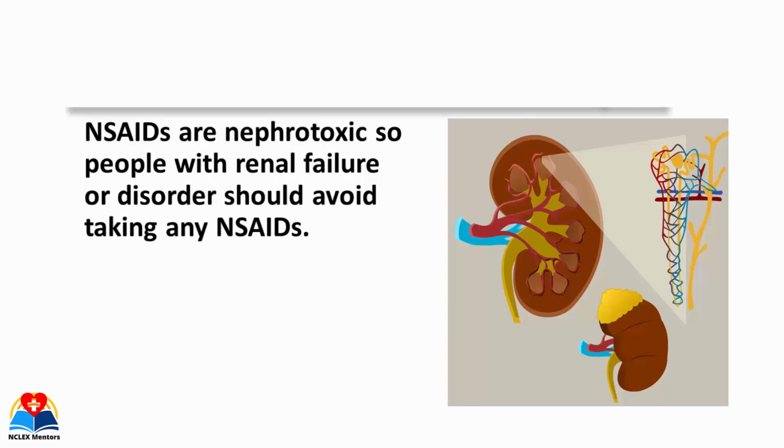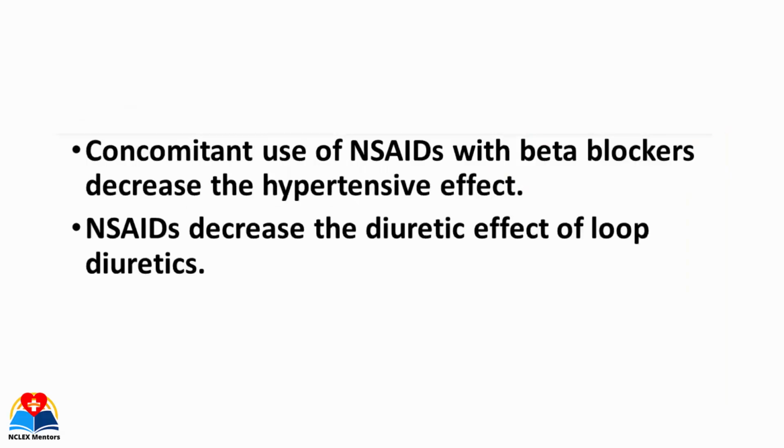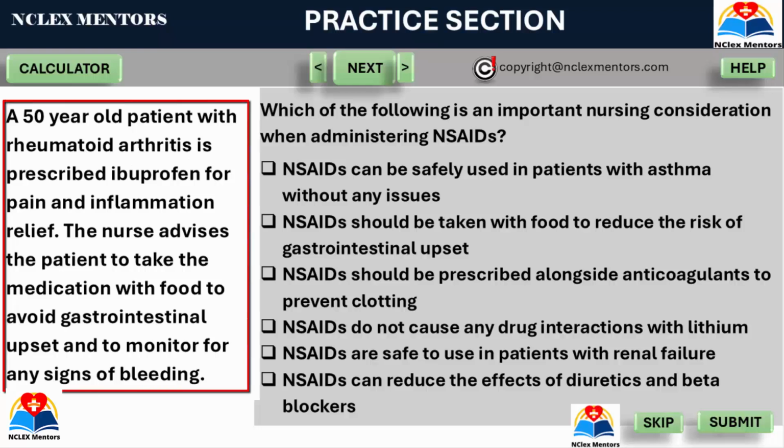Let's see some main important drug-drug interactions with NSAIDs. We will learn these in the respective drug lessons too, but keep a note on these points. With beta blockers, there is a decreased antihypertensive effect. Remember the LOL drugs are beta blockers, such as atenolol, propranolol, etc., and these are given in hypertension. Concomitant use of NSAIDs with these drugs decreases the antihypertensive effect. Also, remember it decreases the diuretic effect of loop diuretics. Let's jump in and start practicing.